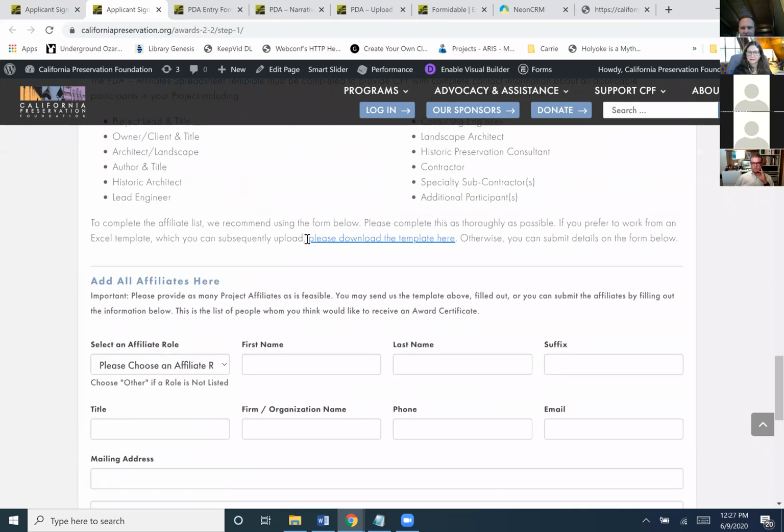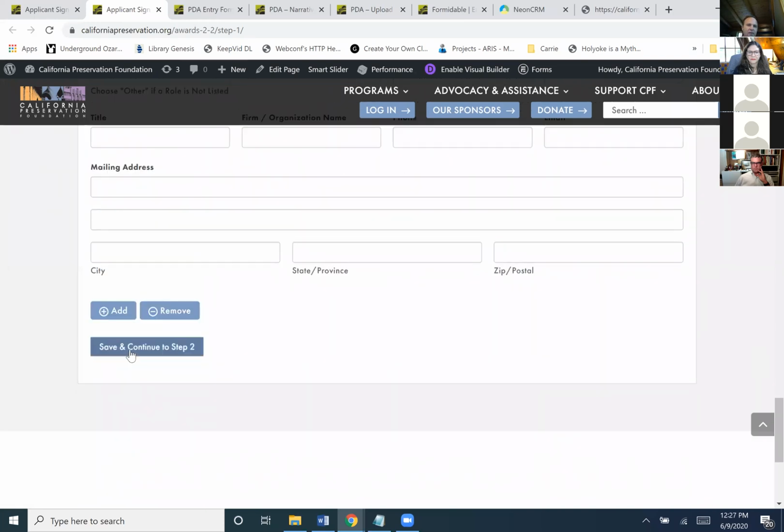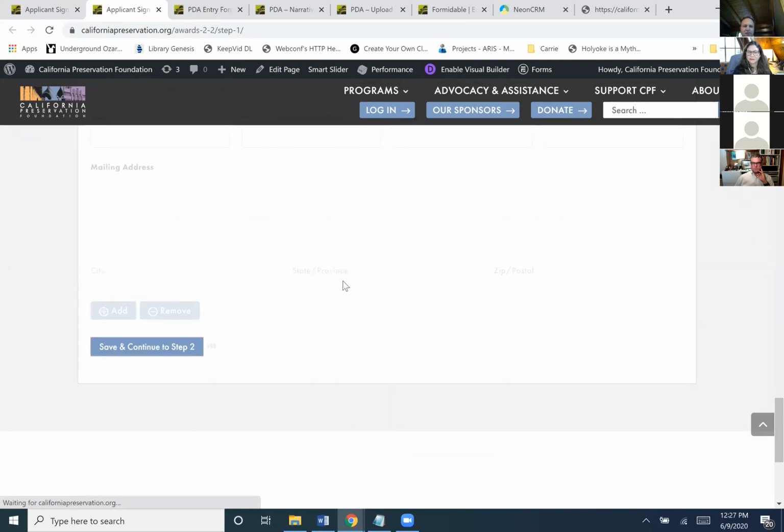As of now, we still have the template if you prefer to use an Excel spreadsheet for this, but this field also allows you to enter that information. When you click on continue, you're going to be taken to the second step.